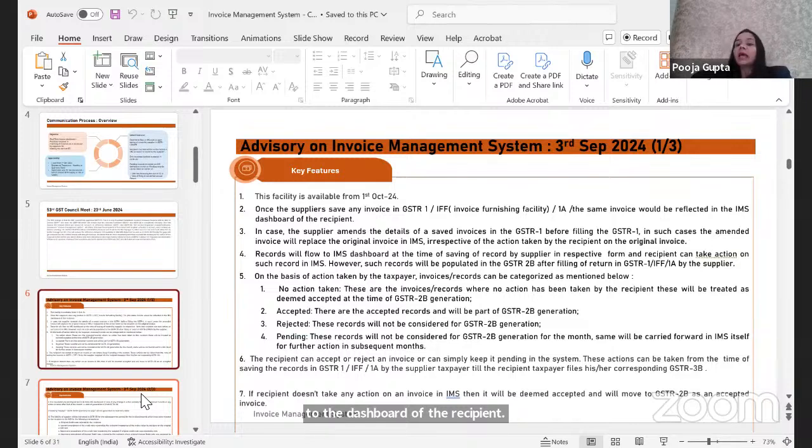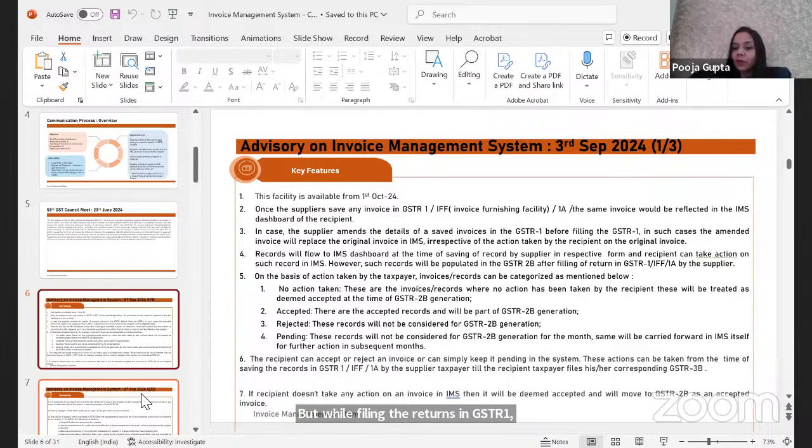What will happen with the supplier? Once the supplier has saved the invoices, the supplier can amend those invoices saved in the GSTR 1, but before filing the GSTR 1. The amended part will replace the original part. Let us suppose I have saved one invoice of 10,000 on the GSTR 1 on 9th November. But later, when I was furnishing the returns, I came to know that it should be 11,000 plus GST. While filing the returns in GSTR 1, I corrected that one.